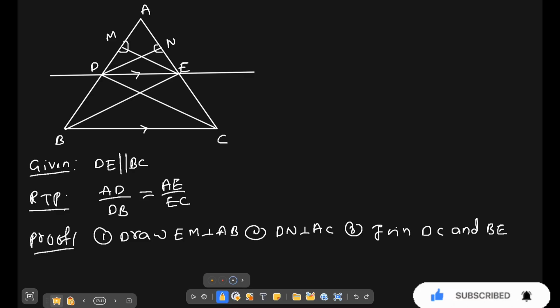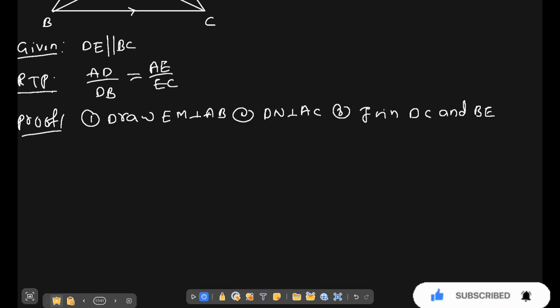Okay. So now let's take the triangle ADE, area of triangle ADE. So area of triangle ADE is equals to half into, so what is the base?